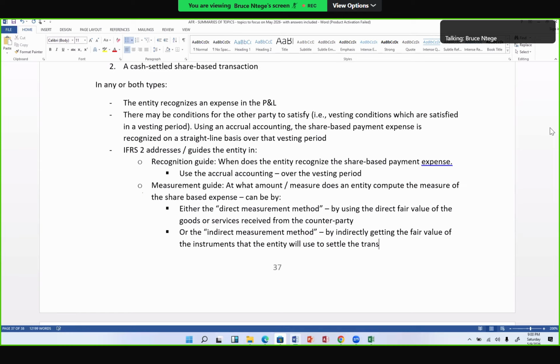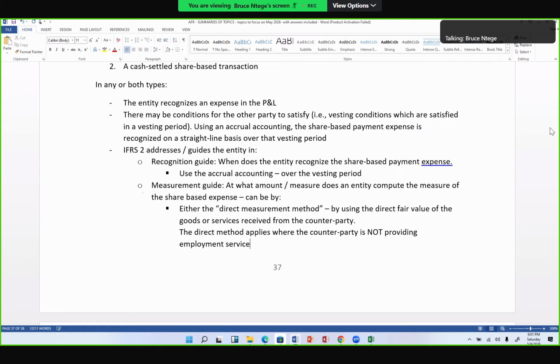Now, I'll tell you that the direct method is usually going to be available or can be used where the counterparty is not an employee of the entity. It is not providing employment services to the entity. So in short, the counterparty is not an employee of the entity.